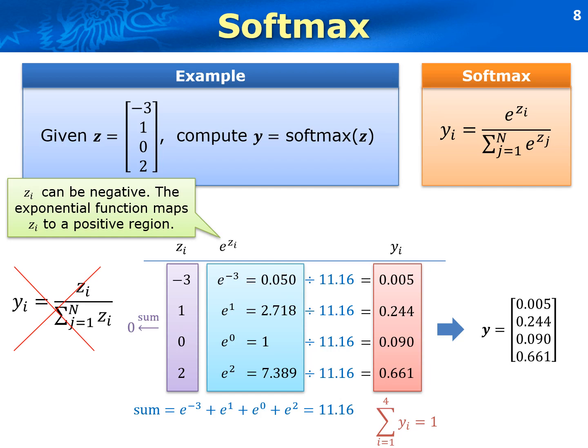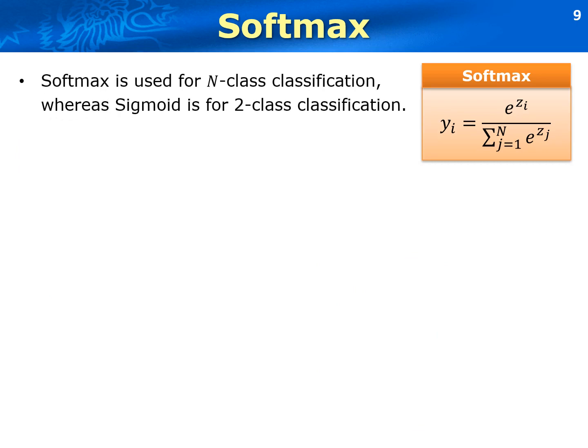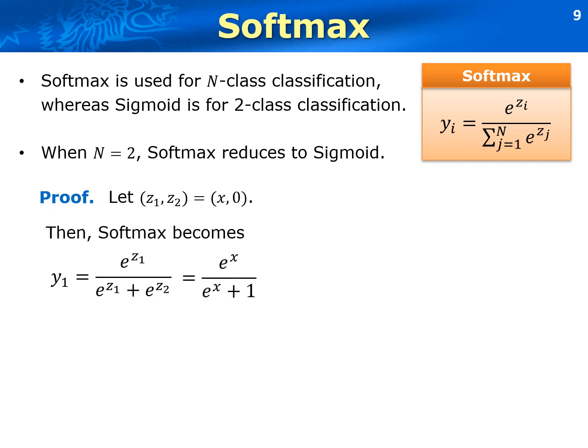Softmax is commonly used for multi-class classification. In fact, it is a generalization of the sigmoid function from 2 to n dimension. It is worth mentioning that softmax contains a special case of sigmoid when the number of classes n reduces to 2. Here is the proof. If we feed 2 input values, x and 0, into the softmax function, then it follows that y1 equals e to the x over e to the x plus 1.